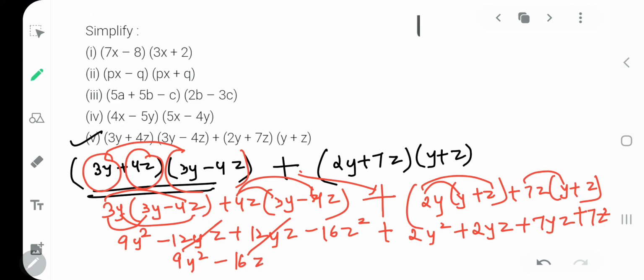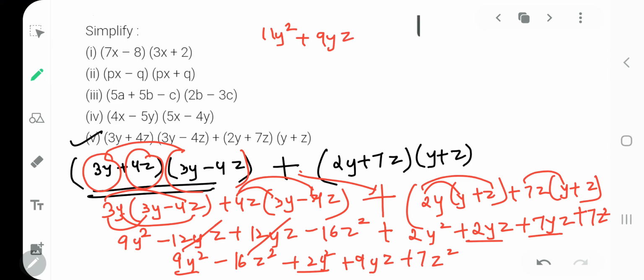minus 16z square plus 2y square plus 2yz plus 7yz will be 9yz plus 7z square. Take y square together, so that will be 11y square plus 9yz minus 16z square plus 7z square, that will be minus 9z square. Am I correct with the thing? Okay, so that was the easiest.